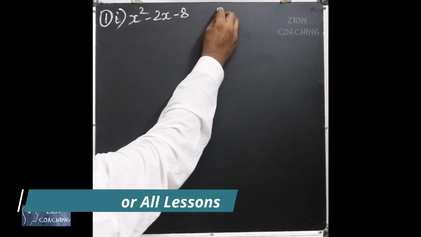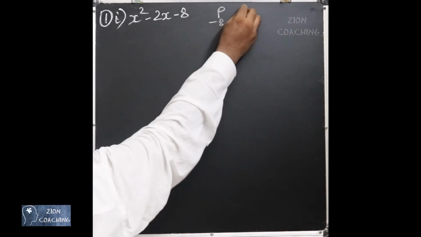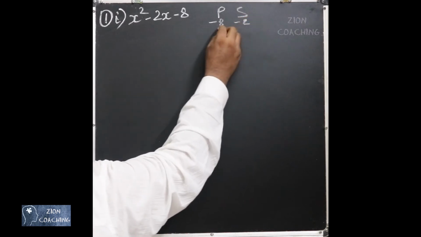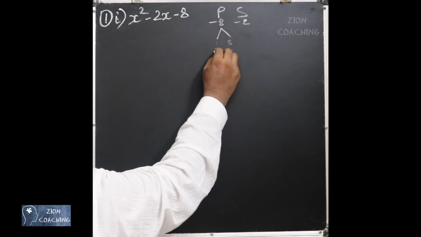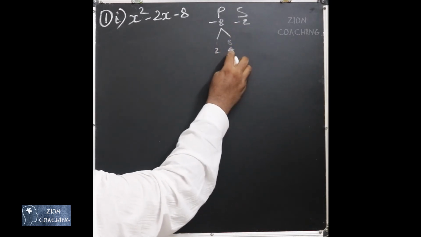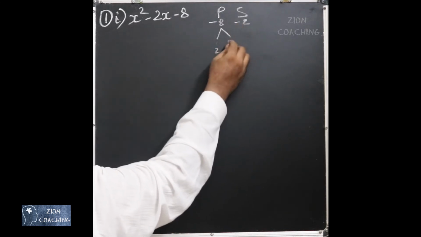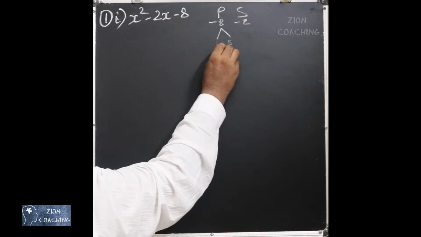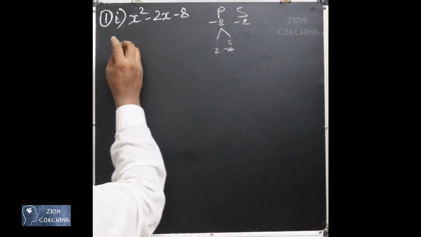Now the product term is minus 8, the sum term is minus 2. So the factors are 1, 8, 2 and 4. 2 and 4 can be linked with the sum. When you subtract 4 minus 2 you will get 2, but the symbol here is negative. So the bigger number is going to have the negative symbol. 2 into minus 4 is minus 8.